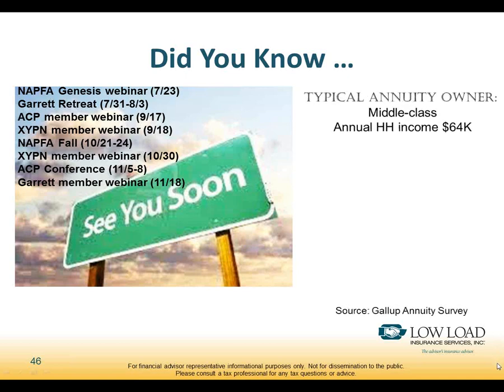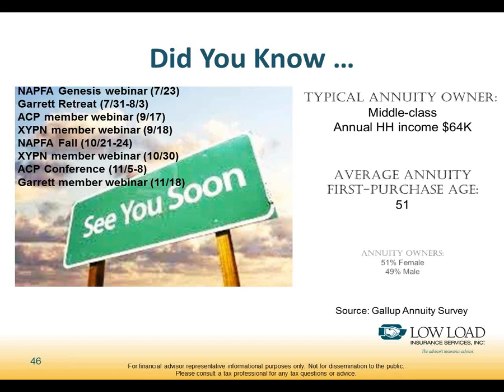And then some interesting facts. The typical annuity owner is a middle class person with annual household income around $64,000. The average annuity first purchase is purchased at the age of 51. It's very rare to see a client come in their 30s or 40s with an annuity. Most of them are waiting to their 50s to purchase them. And as you can see, females, slightly over males, are the ones who are purchasing the annuities. I think that goes back to they're probably a little bit more conservative. They want the guaranteed income, and they're simply looking for guarantees.